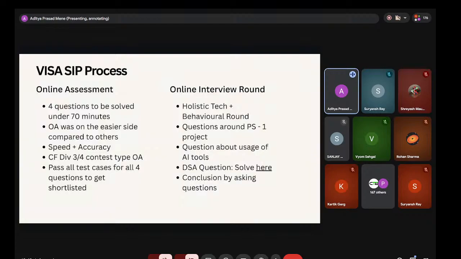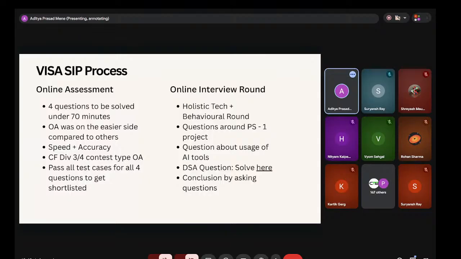There was time for one DSA question in my interview. This is a GFG link. I'll not visit it right now. You all can go through it later. So the problem was: given strings S1 and S2, tell if any one of the strings is a rotation of the other.